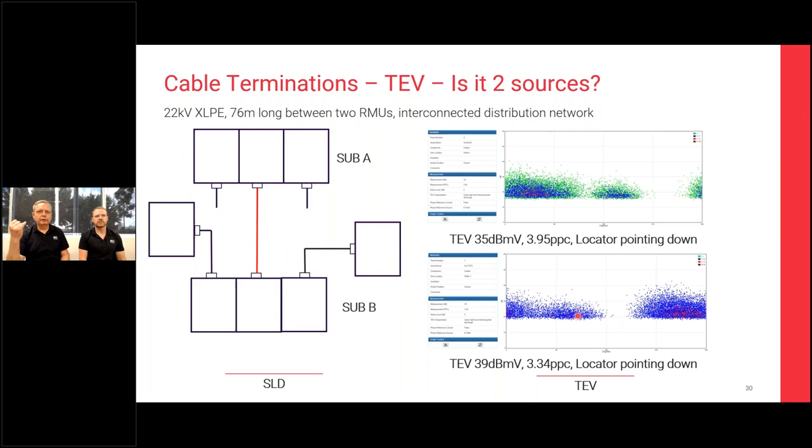So, first of all, what we're thinking now is, is it one or two sources? Is it a 39 decibel source in substation B, which is actually traveling 76 meters up and giving us a 35 decibel source in substation A? That discrepancy, that difference, 39 to 35, is the first indication that maybe there's something else going on, because you would expect a little bit more attenuation on 76 meters from this XLPE cable. Although signals will travel a lot further than most people realize, sometimes hundreds of meters.